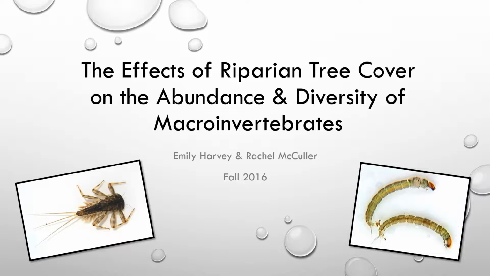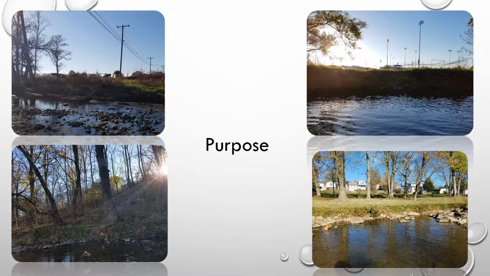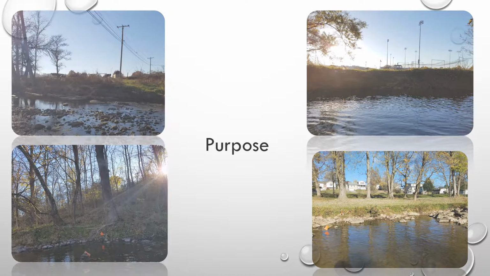to summarize our research project, the effects of riparian tree cover on the abundance and diversity of macroinvertebrates. The purpose of our project is to test and see if tree cover affects abundance and diversity of macroinvertebrates in 3 local rivers. We chose rivers that have one side of natural buffer and the other side experiencing human disturbances. These disturbances included yard maintenance, agricultural, and recreational field use.